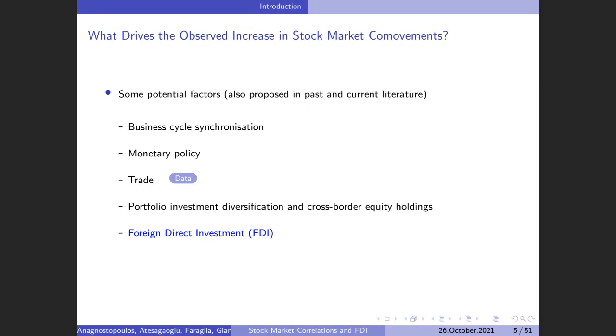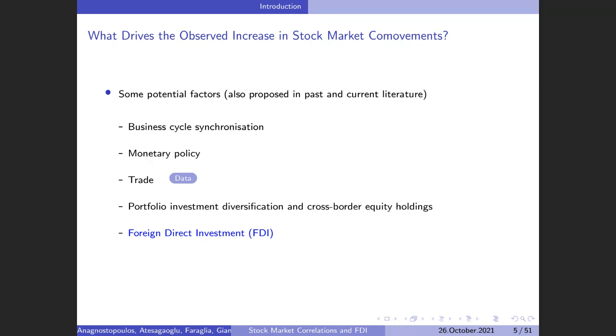Now, what is the reason behind that? What is the mechanism, and how can a level of increase in FDI create an increase in stock market correlations? I'm going to come to that. I just want to leave that with a question mark as of now.